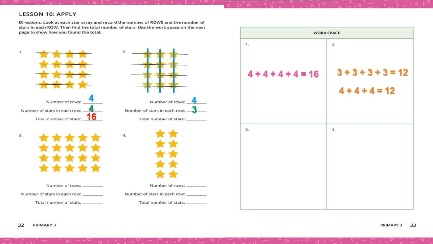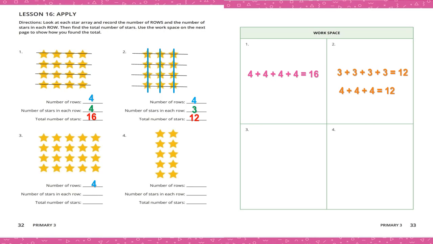From the song of skip counting by 4, 4, 8, 12. So the total number 12. I can find it using columns or rows. It's up to you. You can use anything, okay? Number 3 here. How many rows do we have? Rows, horizontal, rows. 1, 2, 3, 4.